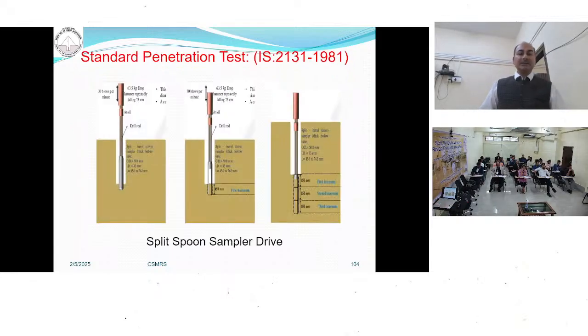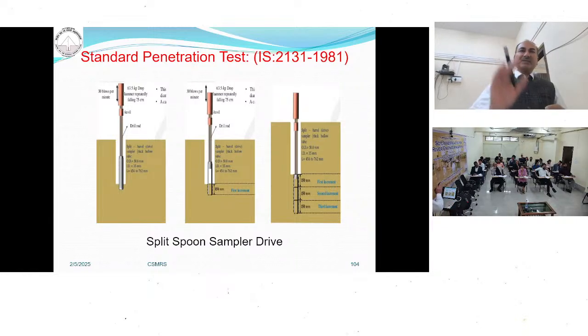So how do you conduct it? This is the picture. First of all, you make the borehole. You clean the borehole so there is no loose material at the bottom. You drive the sampler, leave it for a certain time, and allow it to settle by its own weight. Sometimes it was observed, in the case of very soft clays, that the sampler sinks into the ground by its own weight. Then the SPT value is 0.